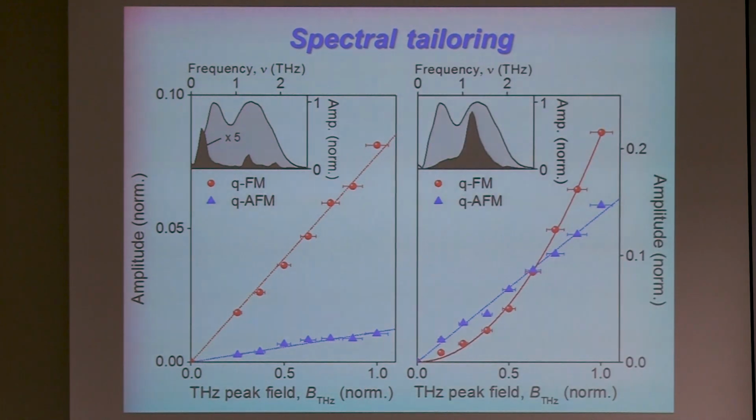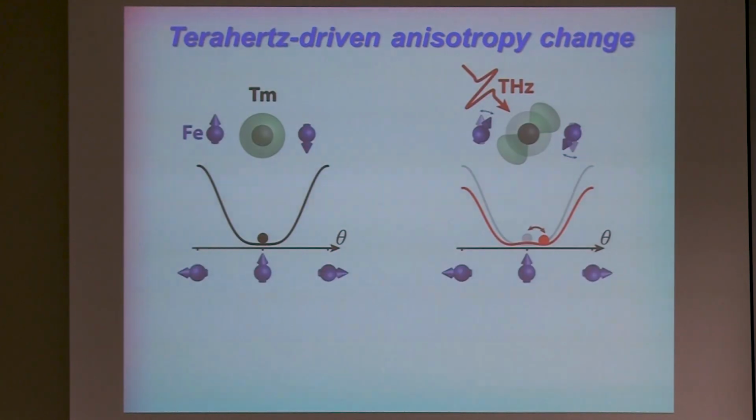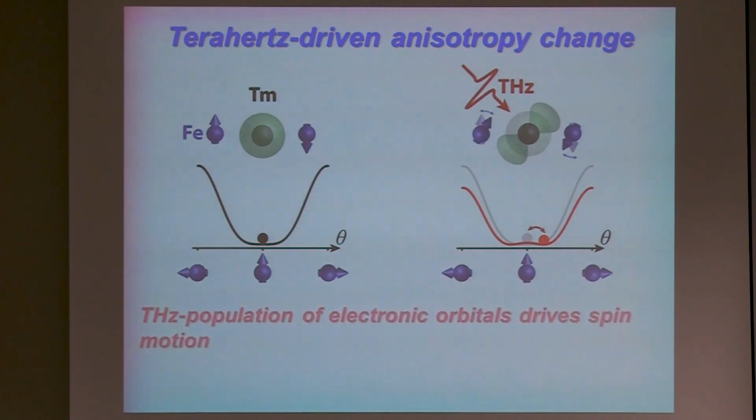In the complementary measurements, we actually cut away all frequencies in resonance with this mode. And although there are no frequency components anymore which can directly drive this mode in our material, it is still excited with a higher amplitude, and it scales purely quadratically versus the driving terahertz field. In that way, we indeed confirm that our terahertz pulse can modify the orbital state of thulium rare earth, thereby changing the magnetic potential function for the iron spins and driving them into motion.